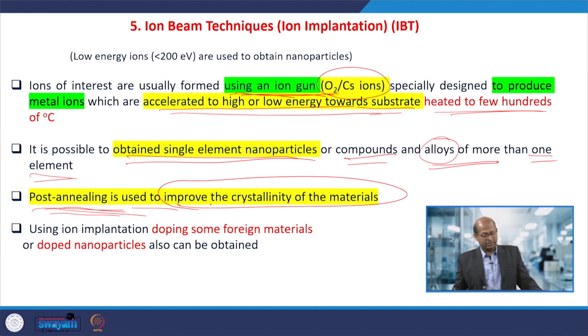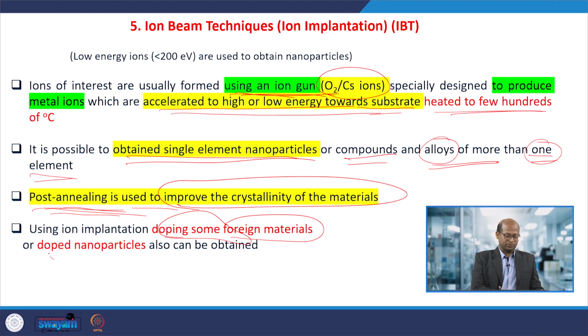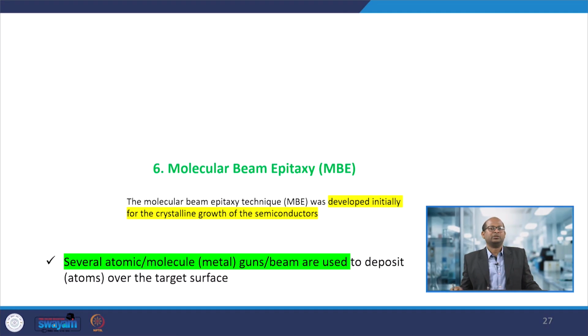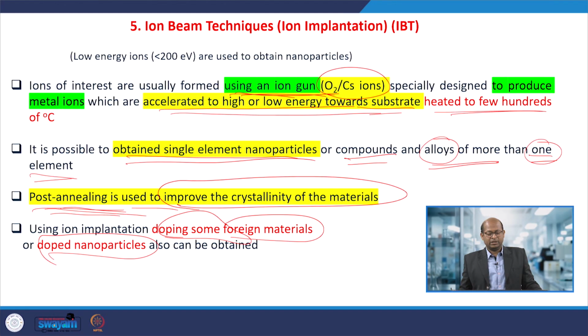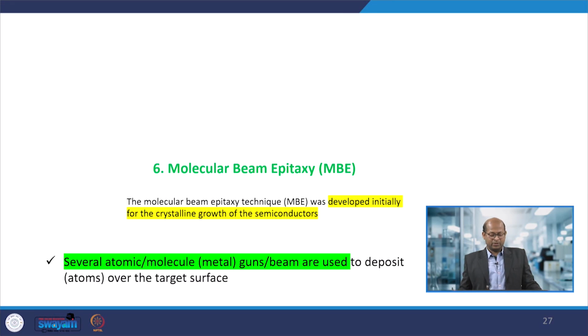Okay. So, I said one or two materials we can use, and at the same time some doping materials or foreign materials we can also use to dope that particular metal with some percentage of other contaminations, if it is helpful for a particular process, to develop those nanoparticles. Okay. So next is the molecular beam epitaxy method. This is another physical method.